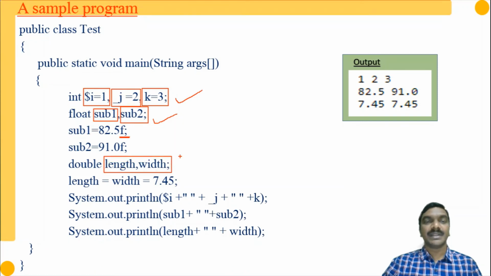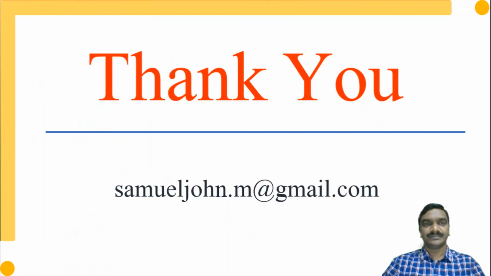Then comes double length, width. Two variables I am declaring here, right? Two variables, length and width. Length = width = 7.45. Yes, you can initialize any number of variables like this by using equal to. Both these variables, length and width, get 7.45. Now this is the output of this program, and this is the way of declaring a variable and initializing a variable in Java. Thank you.